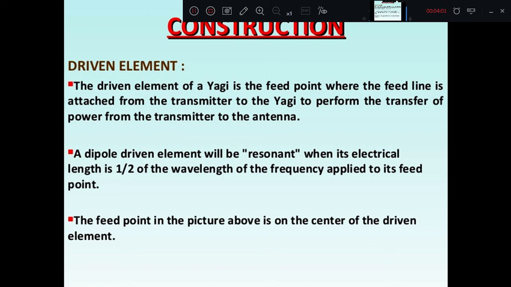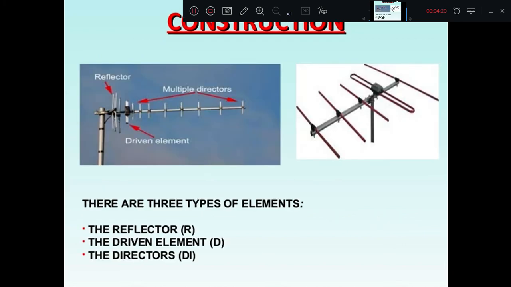The dipole driven element will be resonant when its electrical length is half of the wavelength of the frequency applied to its feed point. And the feed point in the picture shown above is at the center of the driven element. You can see a feed point, right? This black color is the feed point, which is the center of this driven element, where it gets power from the transmitter.